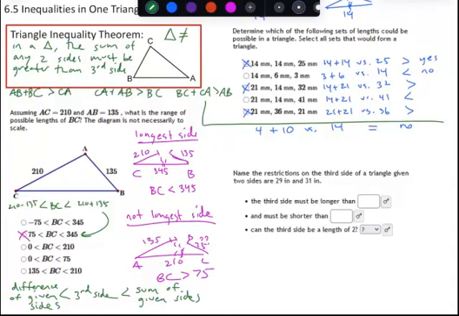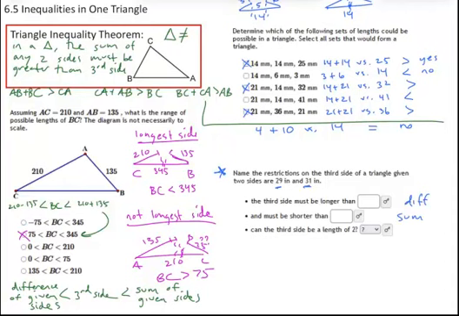Okay. So see if you can apply that whole set of principles to answer this last question, please. So you have 31 and 29. So the difference of those is 2. The sum of those is 60. And so you know that that third side here is going to be greater than 2 but less than 60.